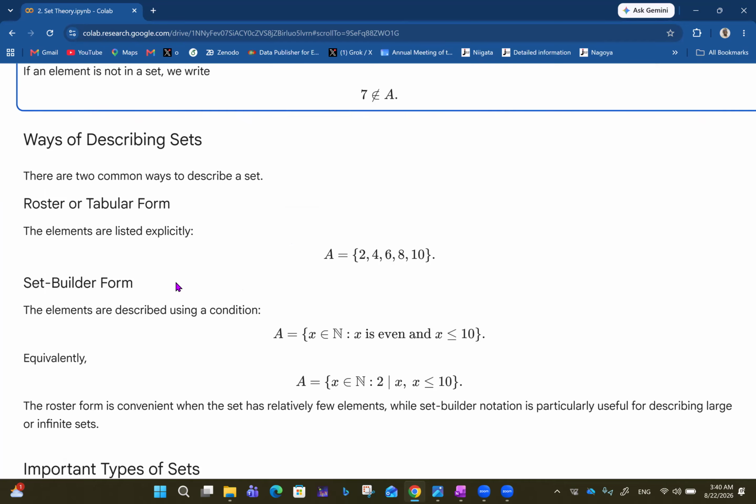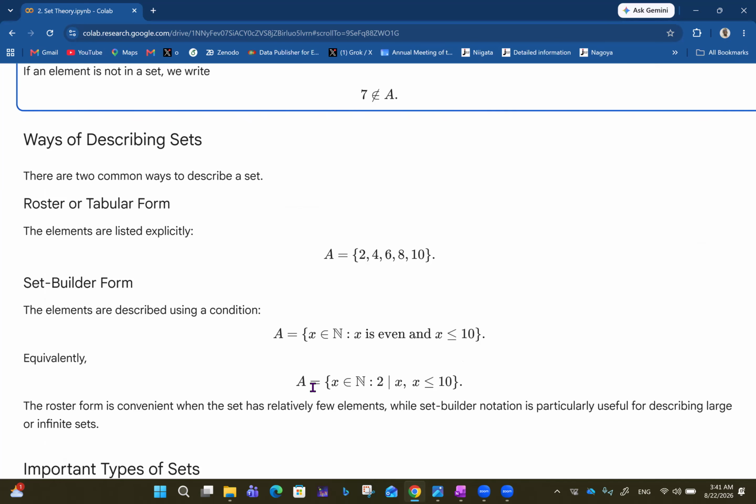Whereas you have the set builder form, where the elements are described using mathematical notation. For instance, this same set A containing 2, 4, 6 up to 10 can be described as the collection of all x which are natural numbers where x is even and x is less than or equal to 10. So basically, you're saying that set A is a set of all even numbers from the beginning to 10. Basically, that's what this is saying.